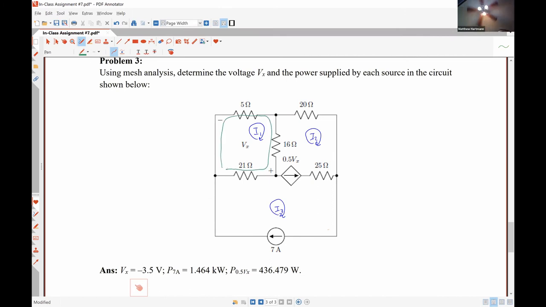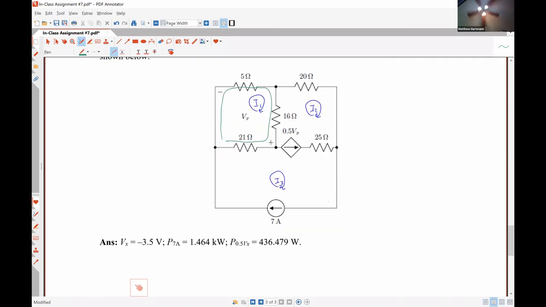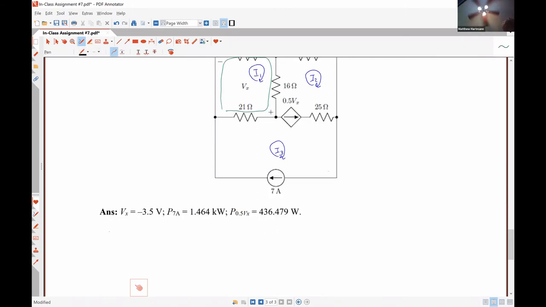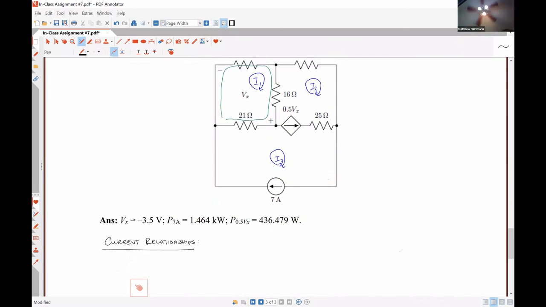So is there anything wrong with the loop that I've just drawn around I1? No, sir. Okay, and there's no other loops that I could draw that would enclose that interior current source that wouldn't also effectively go through that perimeter current source. So that means I'm only going to have to do one KVL equation, and everything else is going to come from current relationships. So let's start. Who can tell me what one of my two current relationships is going to be?